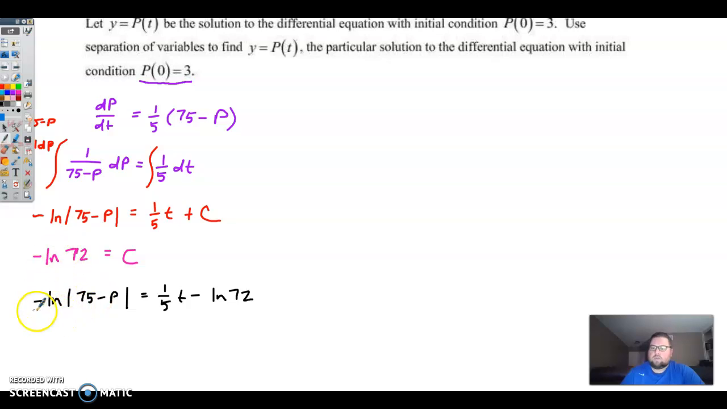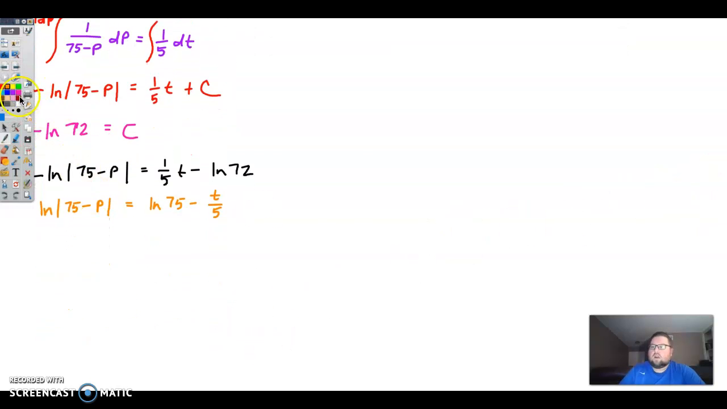All right, so we need to get rid of this negative first before we can do our exponential function to get rid of the natural log. So we're just going to multiply everything by negative 1. So natural log of 75 minus p is equal to, and I'm just going to switch these around. So natural log of 72 minus, let's make this t over 5 just to simplify what we have to write. All right, now we can do the exponential function on both sides. Again, make sure that both terms here become the exponent of our e.